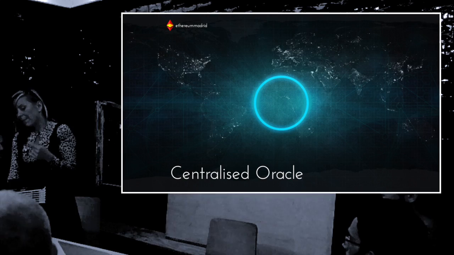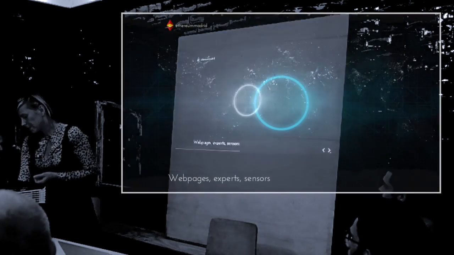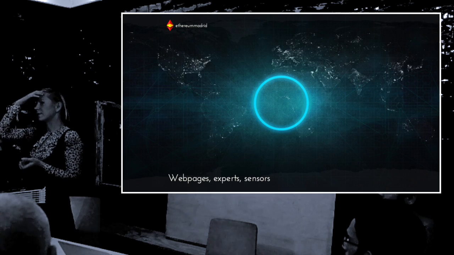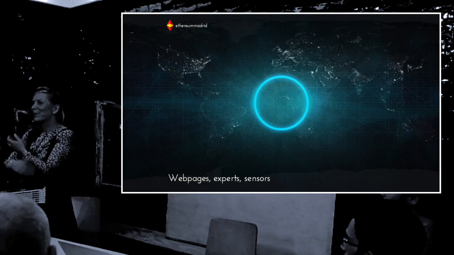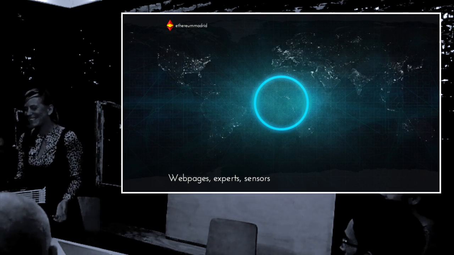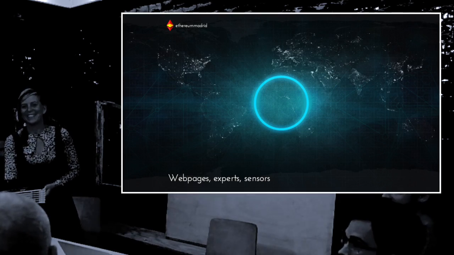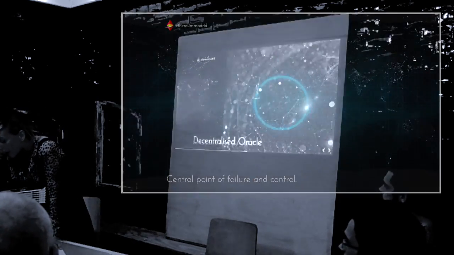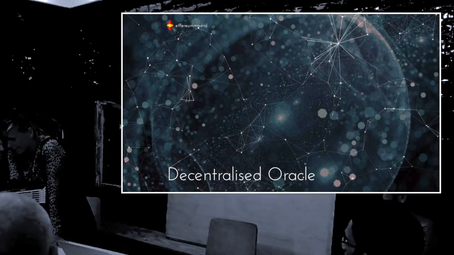At the moment, most of them use centralized oracles, like web pages, sensors, experts. What's the problem with centralized oracles? The problem we all know and we hate: one point of failure. Exactly. It's a central point of failure and a central point of control. So what we need is decentralized oracles.